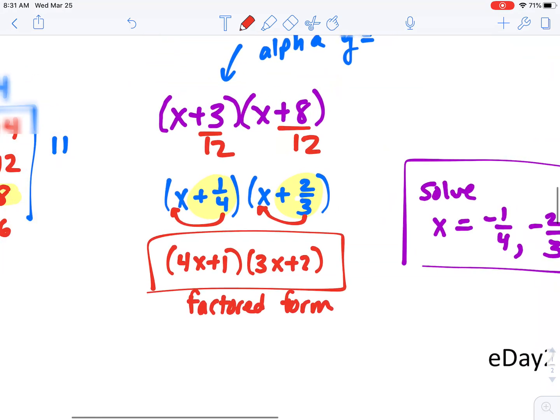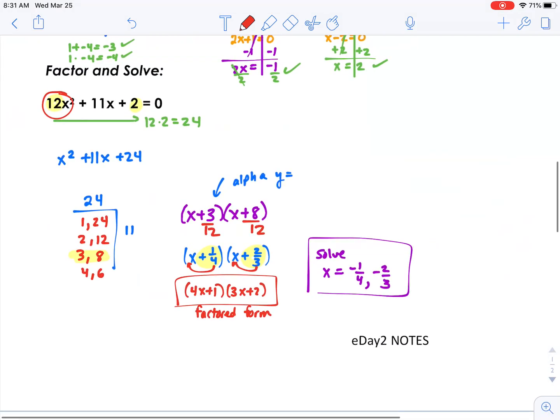Now just remember to read the directions, or you'll be able to tell from your homework if they want the factored form or the solved answer based on the multiple choice answers.